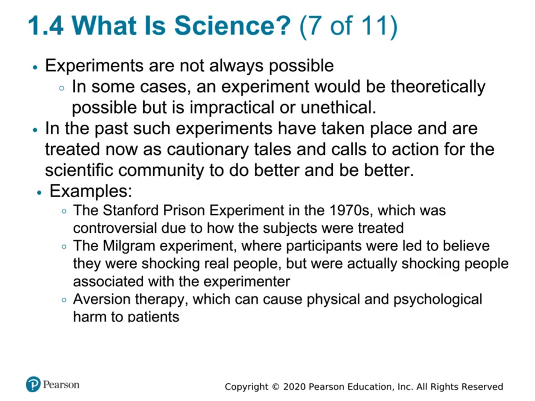So experiments are not always possible because if you can't control for all these various unknown variables, then you don't know if you're really just testing one thing. So your data is not going to be very good data in that case.